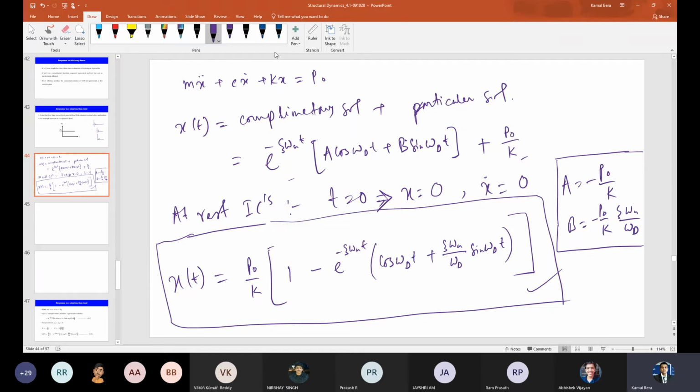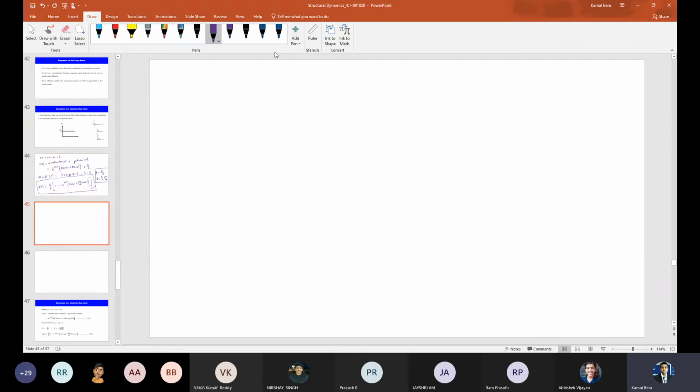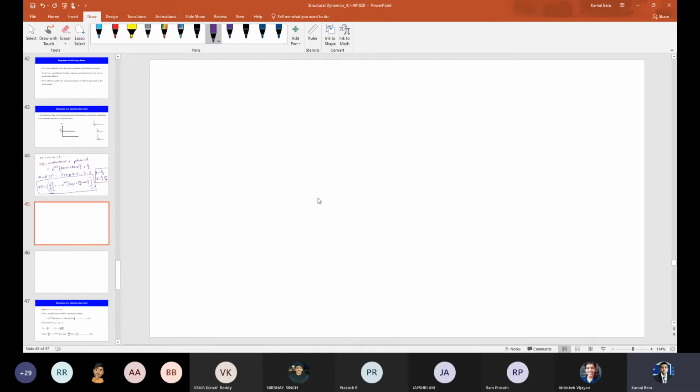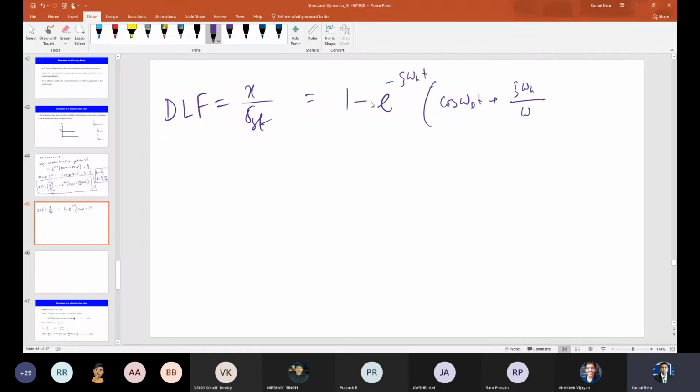Okay. So now we define the terminology. P naught by k is basically delta st, right? That is the static displacement. So now x by delta st, that is called the dynamic load factor. It is something like magnification factor, but for this type of loading we are calling this a dynamic load factor. So that is nothing but 1 minus e raised to minus zeta omega n t, cosine omega d t plus zeta omega n by omega d sine omega d t. Correct? Okay. So that is the dynamic load factor.